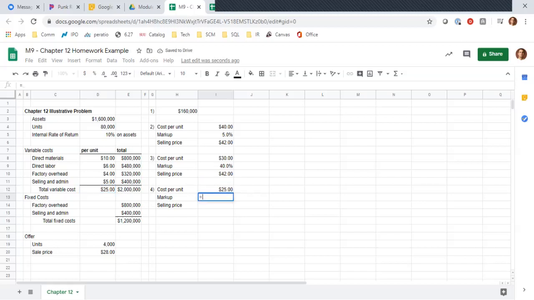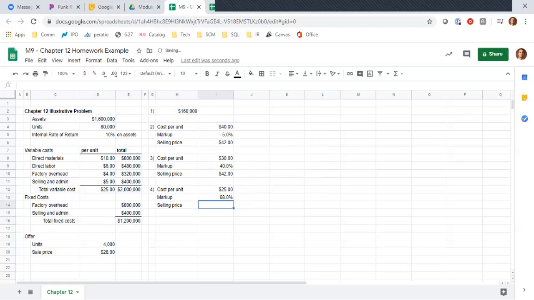Okay, the markup, again, we need to add our target profit and we need to add our total fixed costs because we're using the variable costing method. Then we're going to divide by our total variable costs.